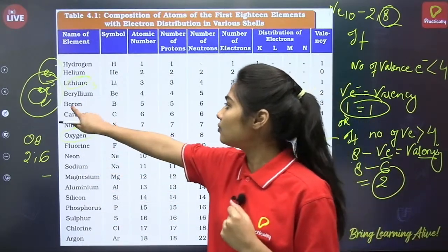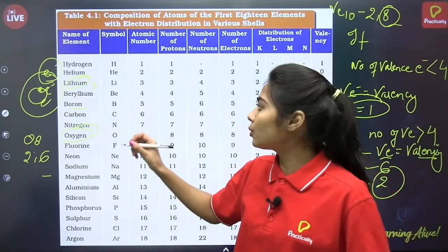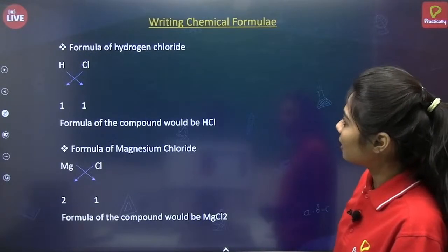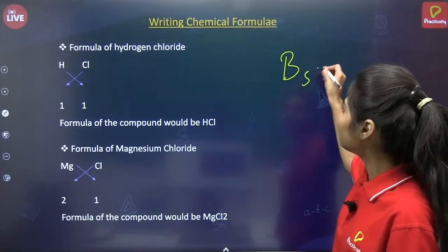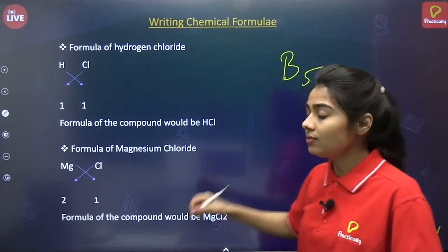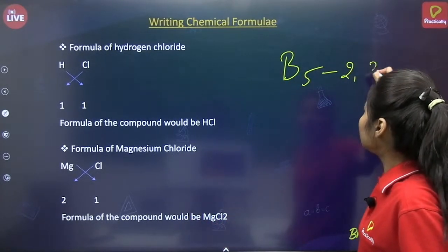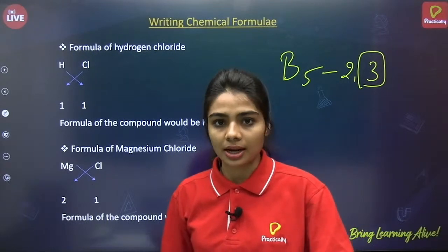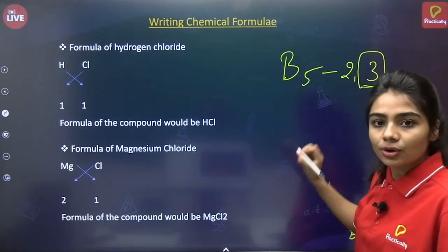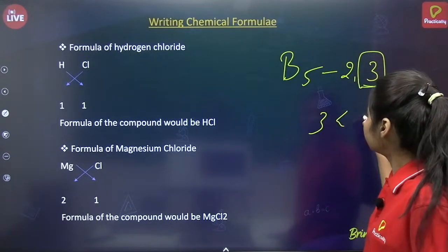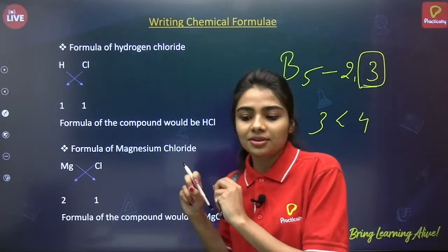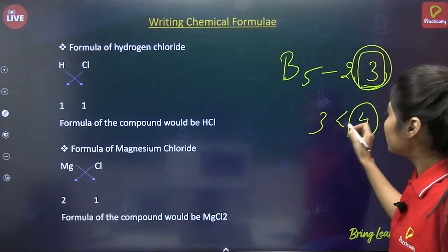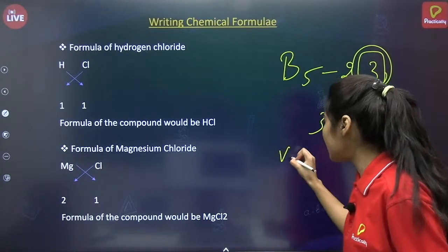Okay, now let's take another example, let's say boron. Boron has atomic number 5. If I want to write the electronic arrangement, it is 2, 3. Now the number of valence electrons is less than 4. We know that 3 is less than 4. Now if the number of valence electrons is less than 4, then we write the number of valence electrons as their valency.